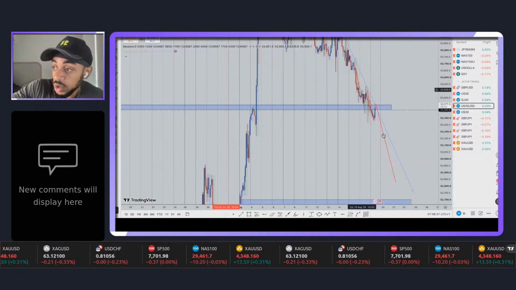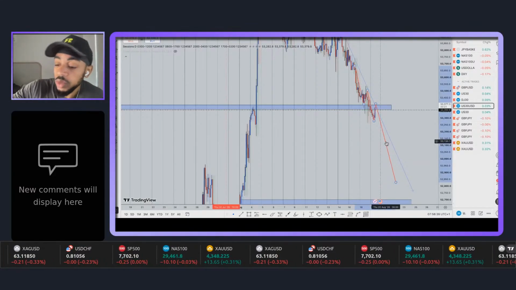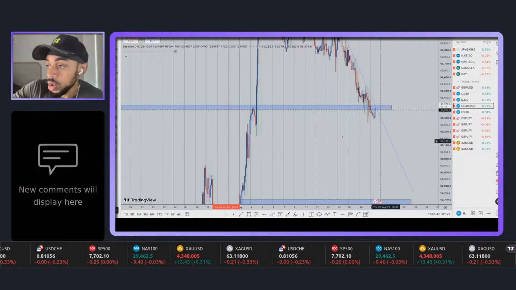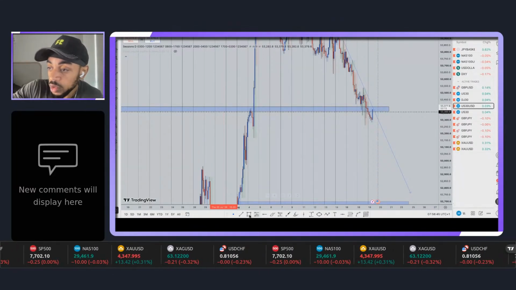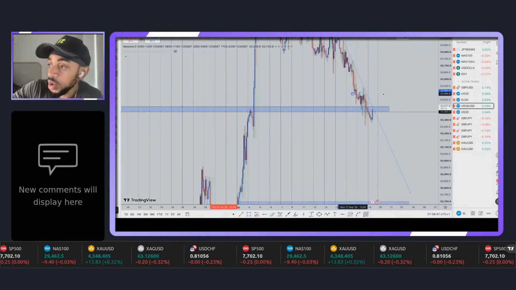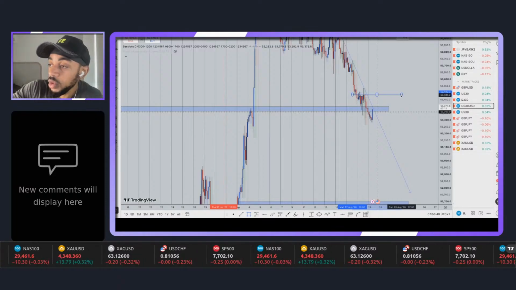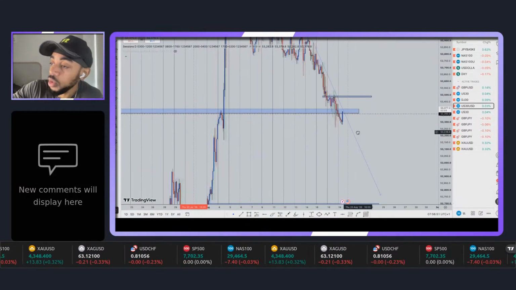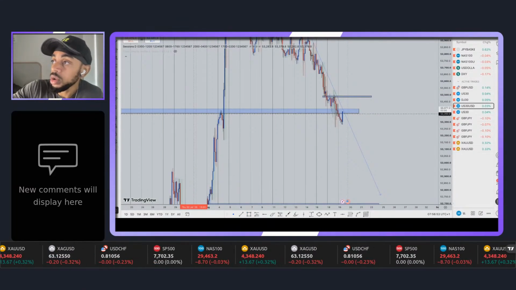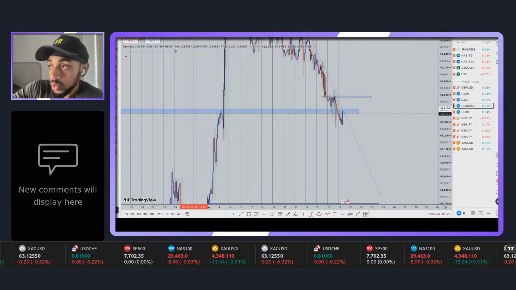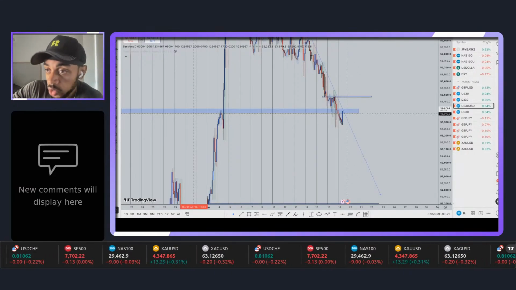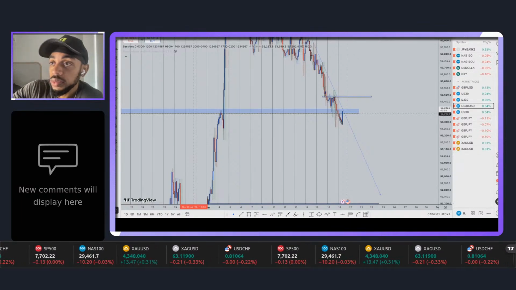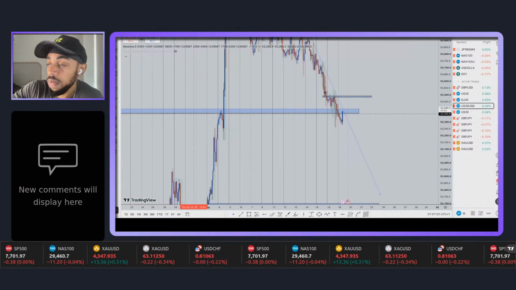Keyword if. Obviously, if we are not bearish, then we have to change our bias accordingly. So when will I change my bias to buys? Very simple. If price breaks and closes above this area, I'm no longer looking for sells. I'm looking only for buys.